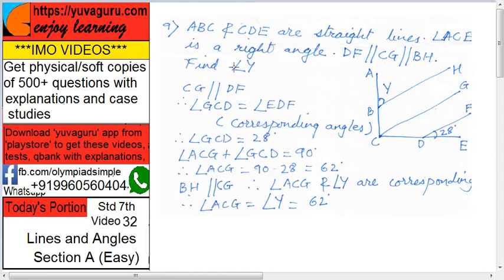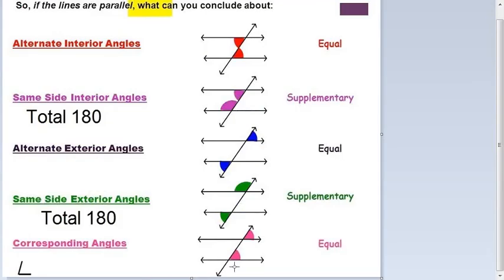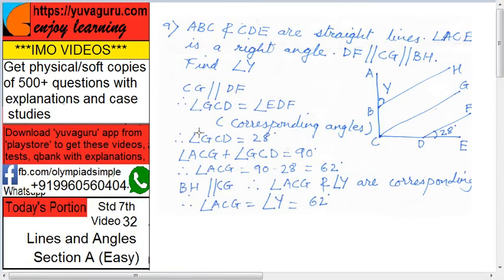So what do we have to find? We have to find Y. How? Let's see. CG is parallel to DF, so these two become corresponding angles. Now what are corresponding angles? See this slide. Angles on the same side of the transversal are corresponding angles, and when the lines are parallel, they are equal. So GCD becomes 28.